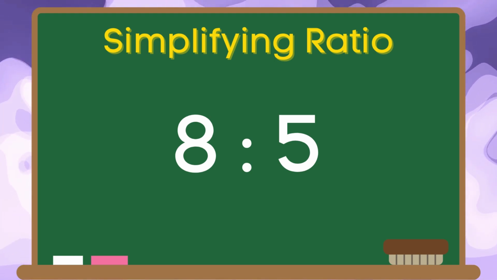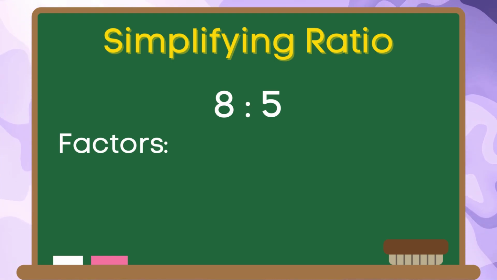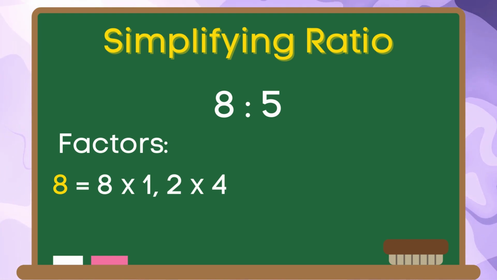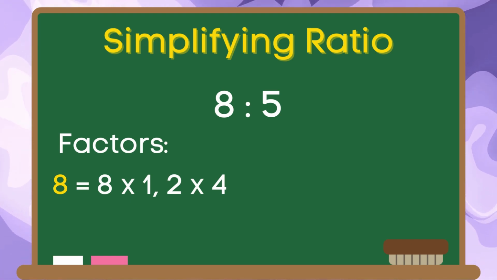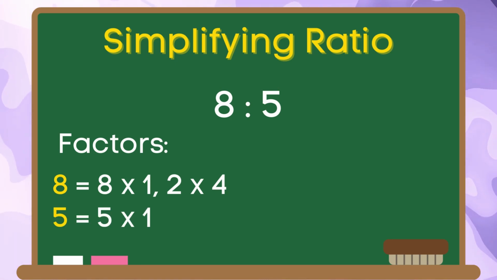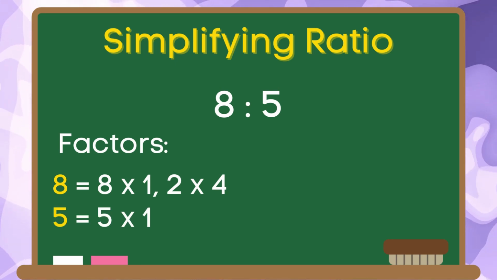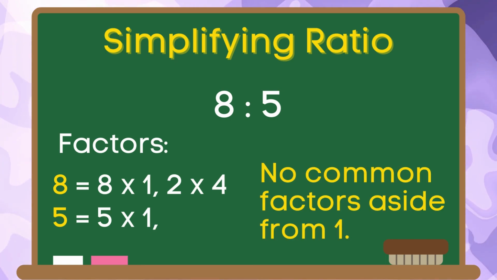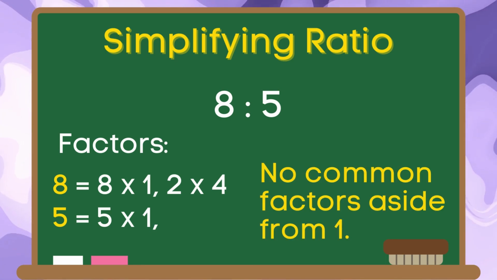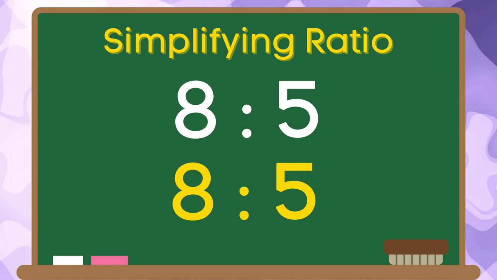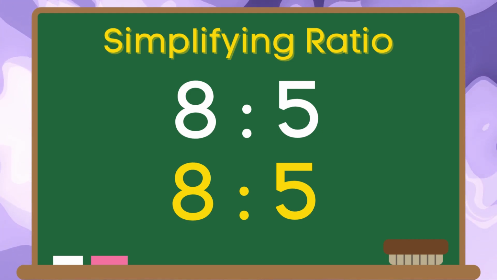8:5. Let us get the factors of 8 and 5. The factors of 8 are 8, 1, 2, and 4. The factors of 5 are 5 and 1. Since 8 and 5 do not have common factors aside from 1, the simplified ratio of 8:5 is 8:5.